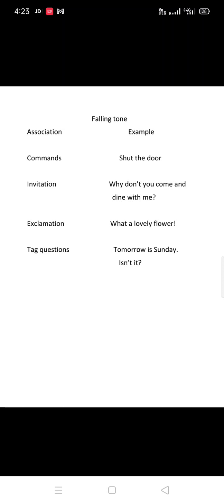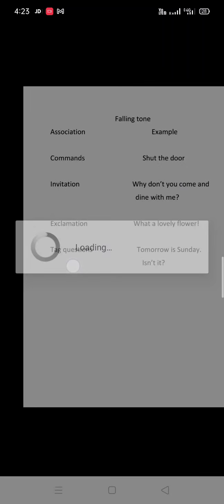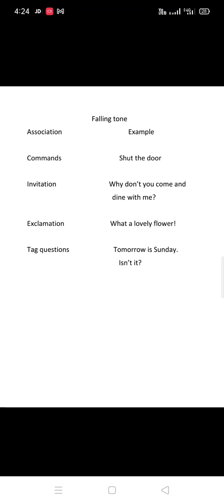Listen to me carefully, how I pronounce, like shut the door. Here I am saying firmly, because I am giving commands, but my tone is falling here. My tone is not rising. So shut the door, right? So these two things may sound confusing, but don't be confused, because intonation is flexible. If you use rising tone while giving commands, this is also not incorrect.